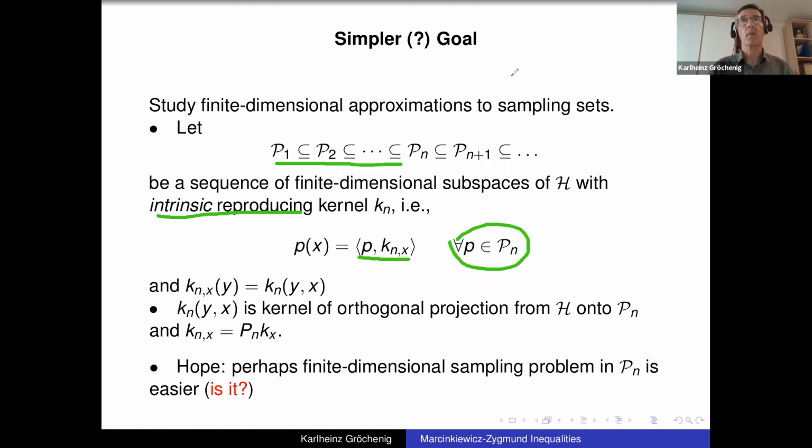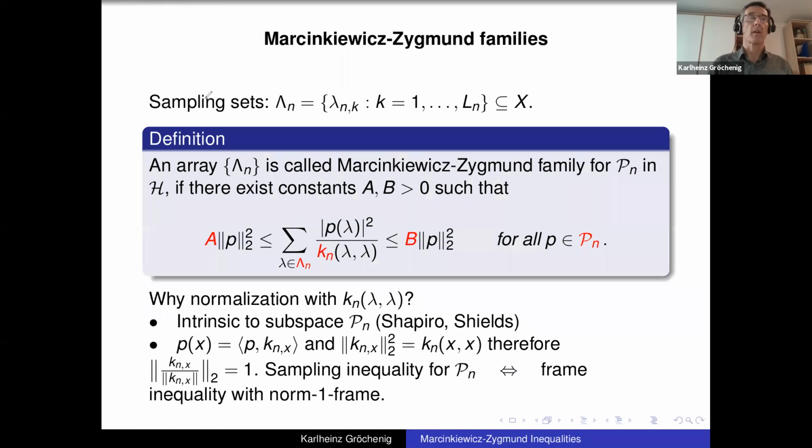Now, the hope is that perhaps the investigation of sampling in finite dimensional subspaces is easier. After all, these are finite dimensional problems, and perhaps it's just a problem of linear algebra. Okay, so let's see how that works. This setup motivates the following definitions. For each of these subspaces, we have a different sampling set, lambda n. And now we call a family or an array or a sequence of finite subsets, lambda n, a Marcinkiewicz-Zygmund family for this sequence of subspaces if there exist universal constants that are independent of n, such that we have a sampling inequality on each of these subspaces.